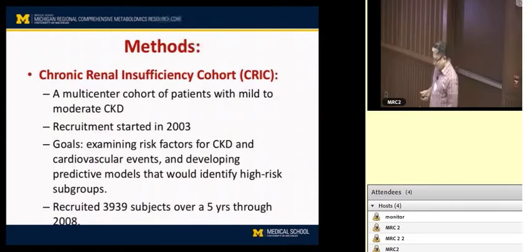For the audience who is not familiar with CRIC, the Chronic Renal Insufficiency Cohort is a multi-center cohort of patients with mild to moderate chronic kidney disease. It started recruiting patients in 2003, and the goal of the parent project was examining risk factors for CKD and cardiovascular outcomes, and developing predictive models that would identify high-risk subgroups. The parent cohort recruited 3,939 subjects over a 5-year period up until 2008.